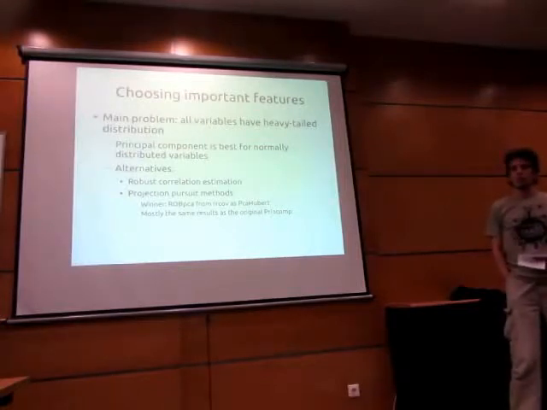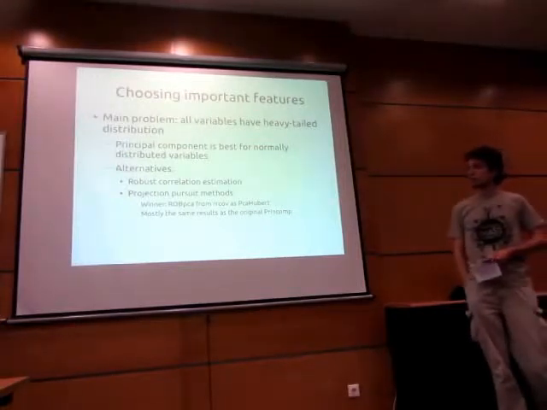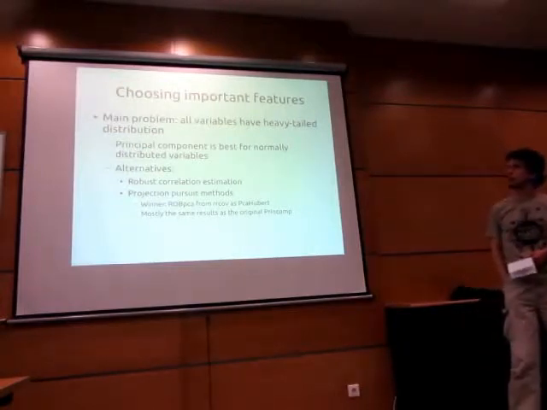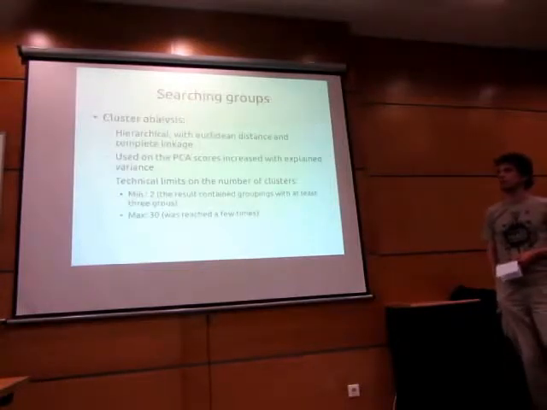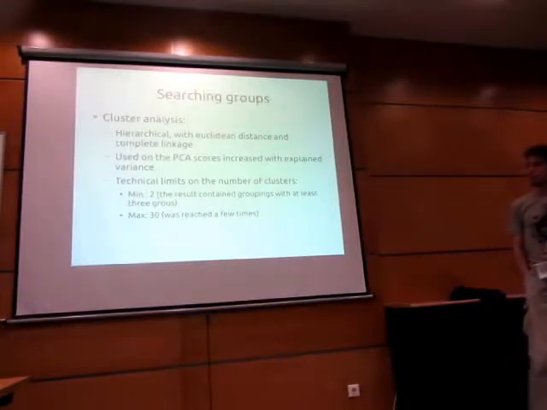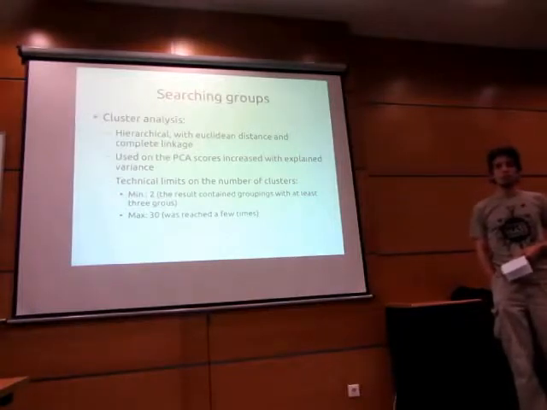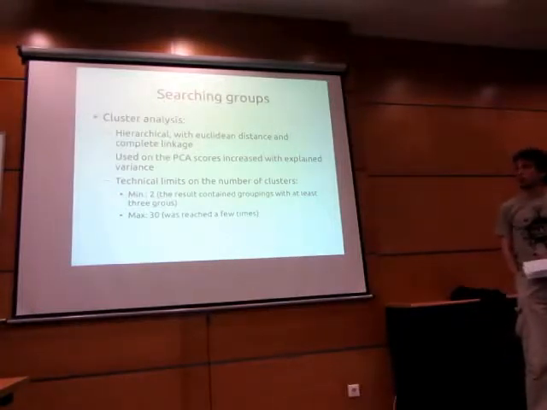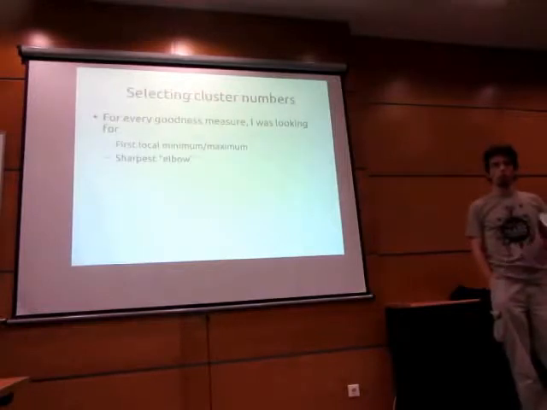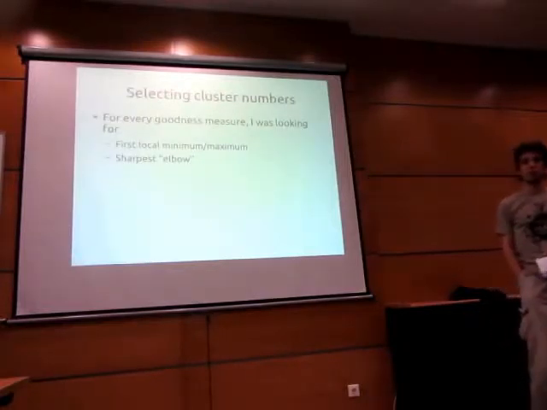All these variables are heavily skewed in distribution. So the principal component analysis has some problems with this, but I tried a more robust one, and it was good. Hierarchical cluster analysis was applied because I didn't know how many clusters I wanted to have, and it is an interesting task to find how many clusters I should look for.